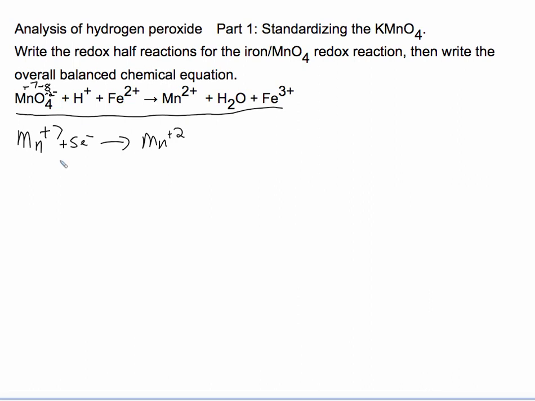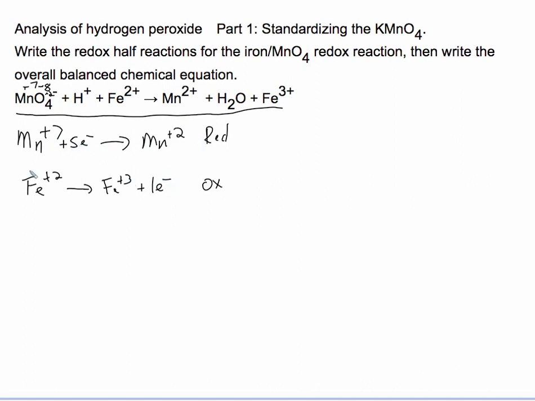Okay, then if you look through, it's pretty easy to see that the iron is plus 2 here, and then it's going to iron plus 3 on this side, and you're going to have to add 1 electron to that side. All right, so the manganese is being reduced, so that's the reduction half reaction, and the iron is going to be oxidized. Now, there's a rule that the electrons being lost in an oxidation must be equal to the electrons gained in a reduction.